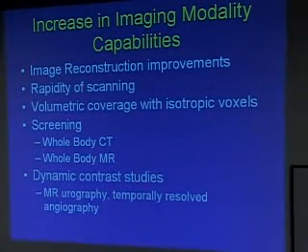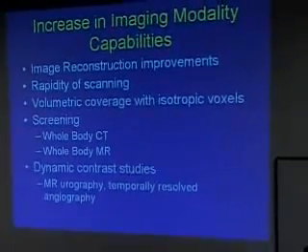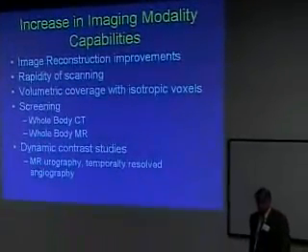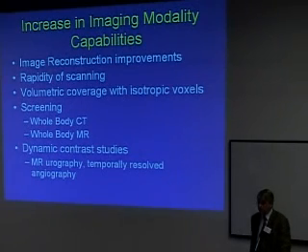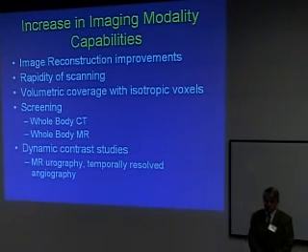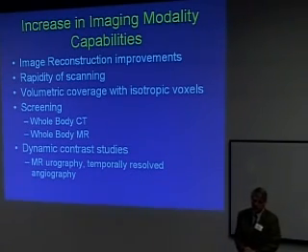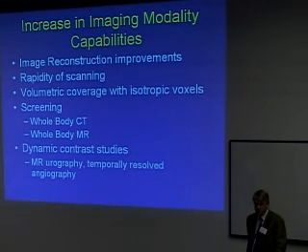Okay, so we've seen that there's a tremendous increase in imaging modality capabilities over the last quarter century. We have image reconstruction improvements, so the computers can now process the images very quickly. We can now acquire the images very quickly. And indeed, in a lot of cases, particularly with multidetector CT, we can have volumetric coverage and isotropic voxels. And this has led to the growth of new areas of examination. So we have screening examinations with whole body CT now being offered. We have screening examinations with whole body MR.